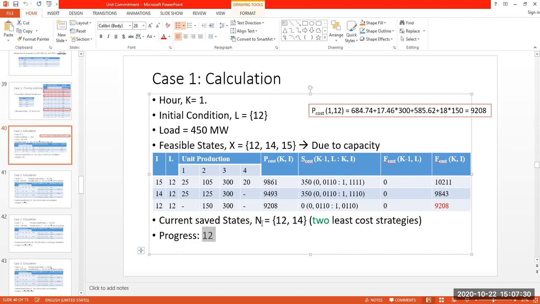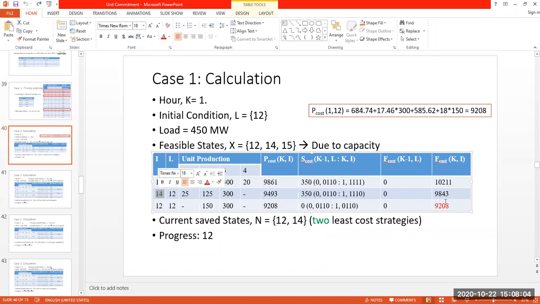Now I talked about something about N: how many states we are going to save, how many states we are going to keep in our record. So in this example, we are keeping note of the 2 least cost strategies. So N is basically equal to 2. What are the 2 least cost strategies? I can check this column. It is 12 and here it is 14. So 12 and 14, these are my 2 least cost strategies. So my N value is here 12 and 14.